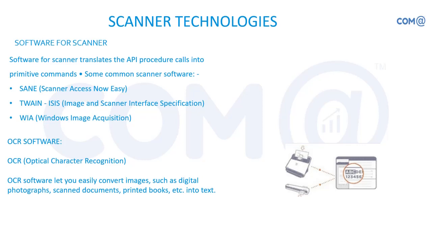OCR, optical character recognition. It means that from the light you are going to read the content, the text, right? How it works: you have a bunch of lights available. The light will be flashing on the paper, and from that you are going to read the content. OCR software lets you easily convert images such as digital photographs, scanned documents, printed books, etc. into text. It will just take the content from the sheet we provide, and that will be printed as text on the screen. So not the entire document, but the contents only.